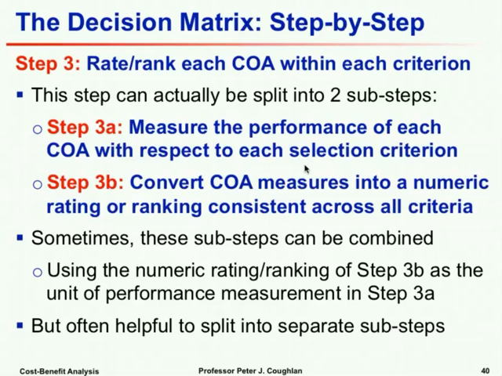And sometimes these steps can be combined, if the measurement is in fact a numeric rating or ranking, right? In fact, if you have to assign a rating or ranking, it makes sense in step 3A to assign that ranking in a way that you can then use directly as your numeric rating or ranking in your decision matrix, right? But it's often helpful to split these into separate sub-steps, or at least to understand how they are separate parts of the same task here.